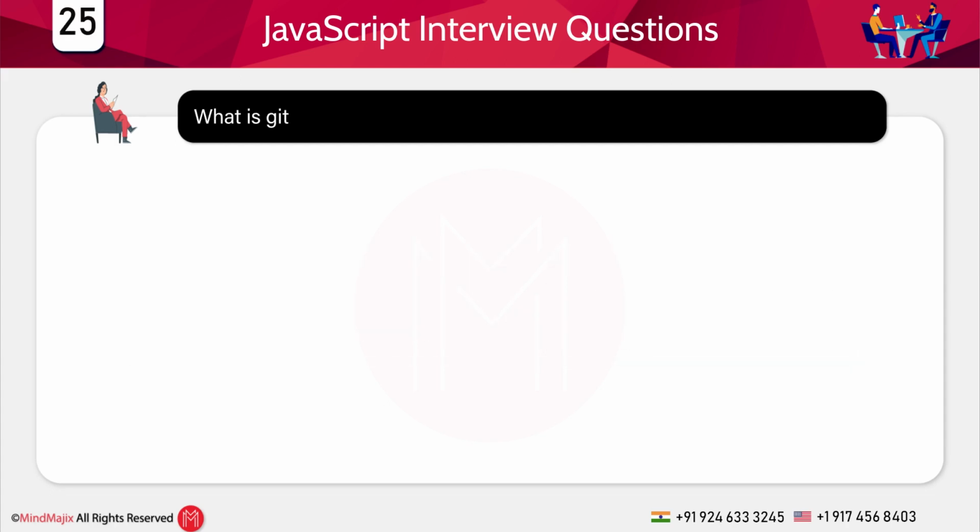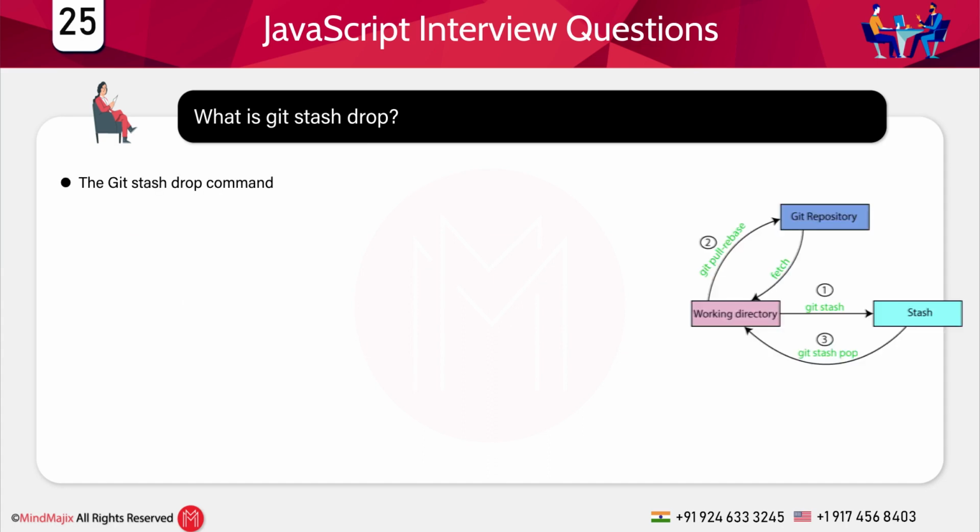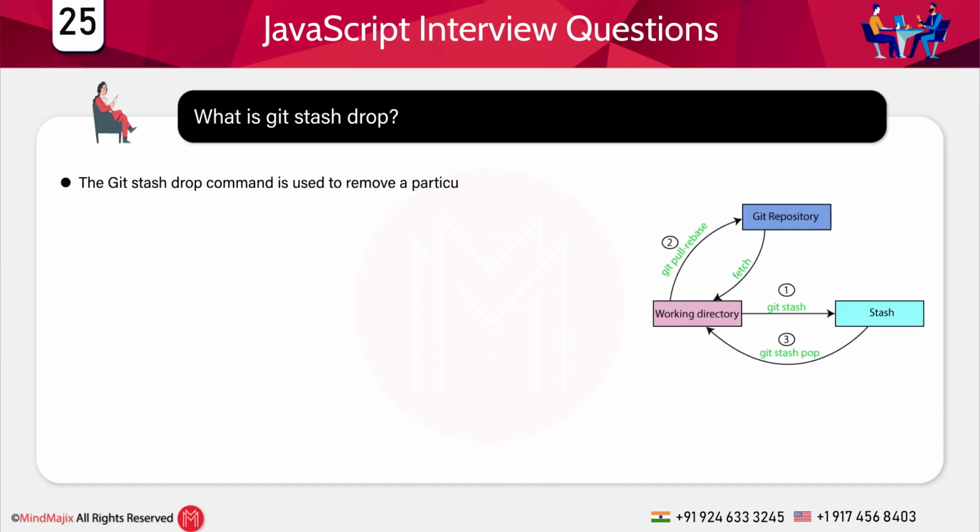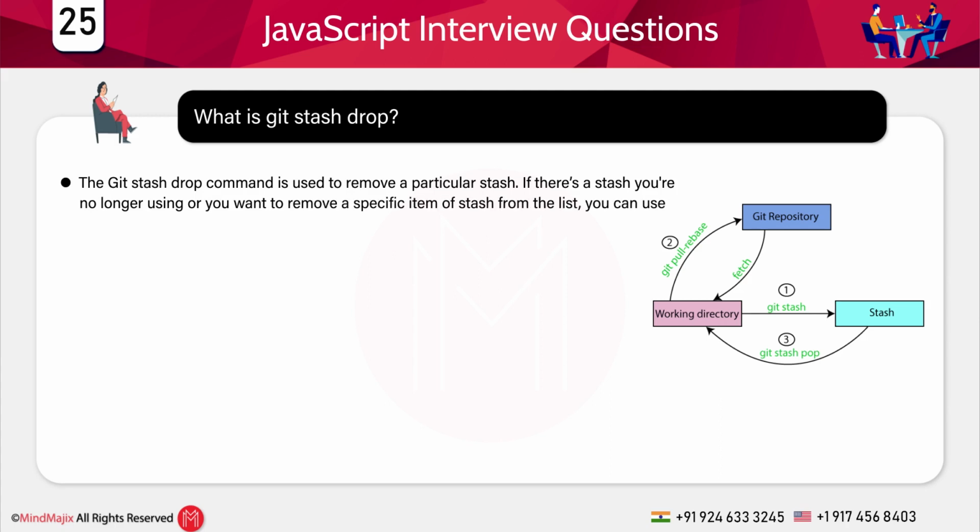What is git stash drop? The git stash drop command is used to remove a particular stash. If there's a stash you are no longer using, or you want to remove a specific item of stash from the list, you can use the stash drop command.